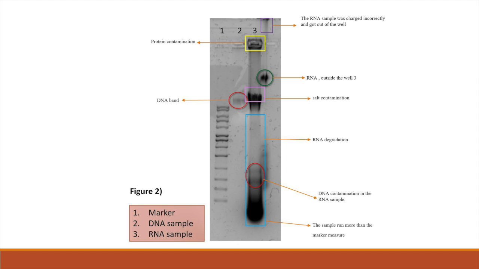Then in the yellow box, we can see a protein contamination. Then in the green circle, we can see that the RNA also went outside the well. And in the pink box, we can see a salt contamination. In the blue box, we can see the RNA degraded, and the sample also ran farther than the marker. And also in the third lane, in the red circle, we can see that the DNA is contaminated. There was a DNA contamination in the RNA sample.